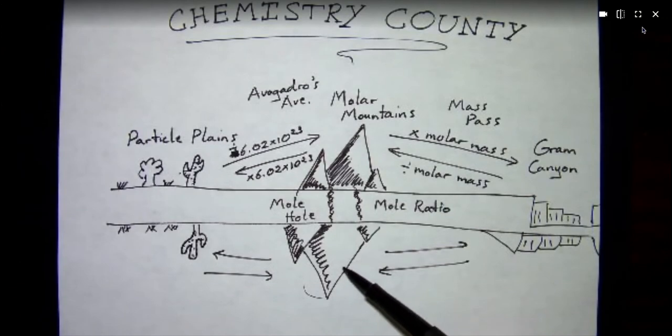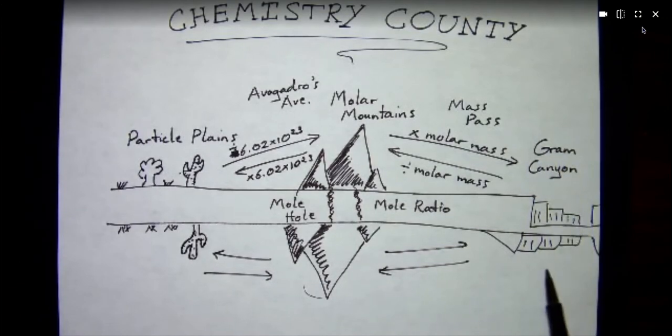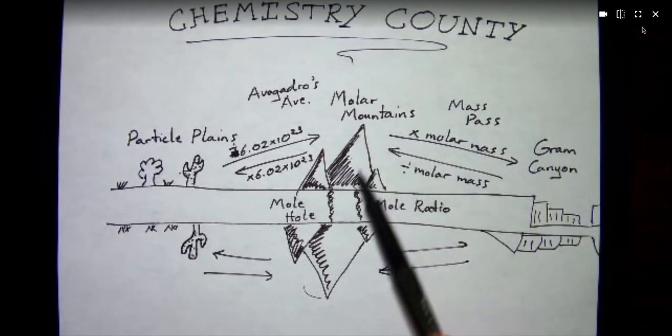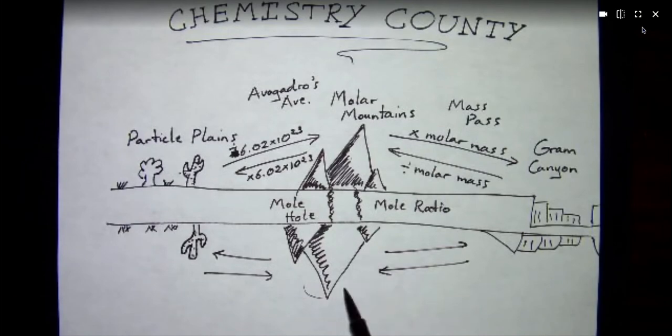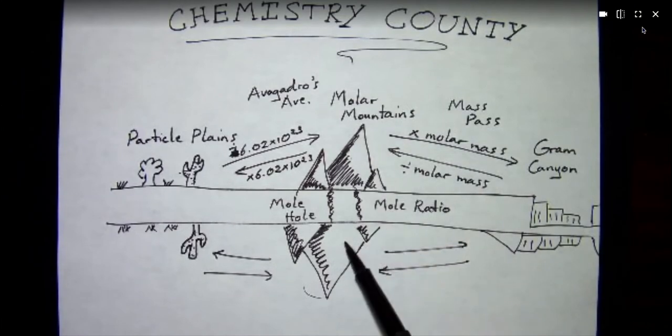All right. You could even go from grams of one substance to grams of a different substance by going from the Gram Canyon to the Molar Mountains, through the mole hole to the molar mountains, to the Gram Canyon down here. So divide by the molar mass of this substance, use a mole ratio to convert to this substance, and then use the molar mass of this substance to get to the Gram Canyon.